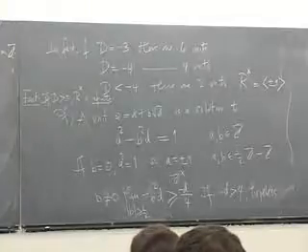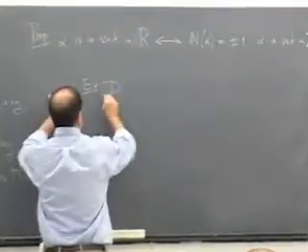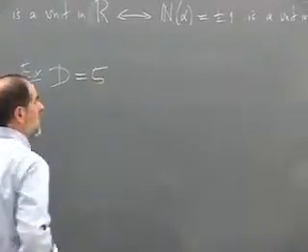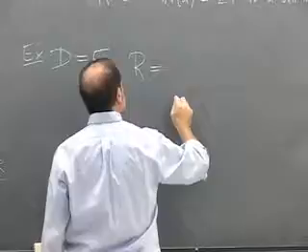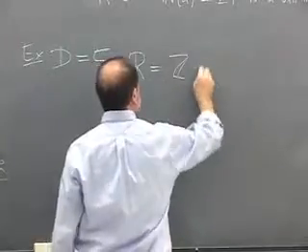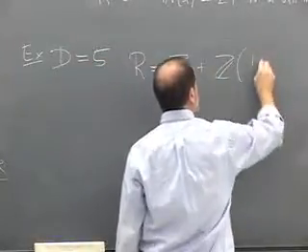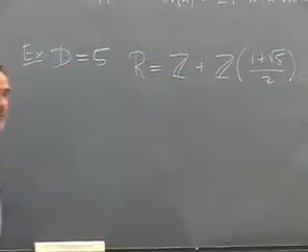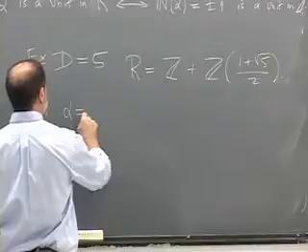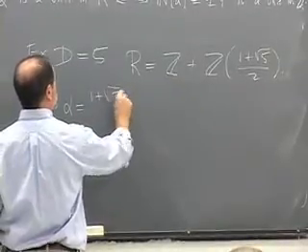Example. D is equal to 5. That's the smallest positive d. So there R is equal to Z plus Z times (1 plus the square root of 5) over 2. Now let alpha be the number (1 plus the square root of 5) over 2.